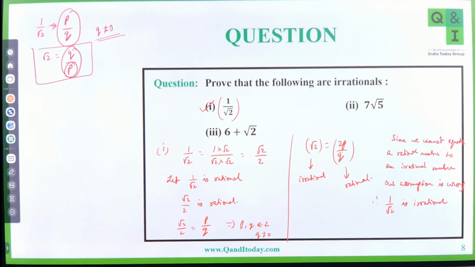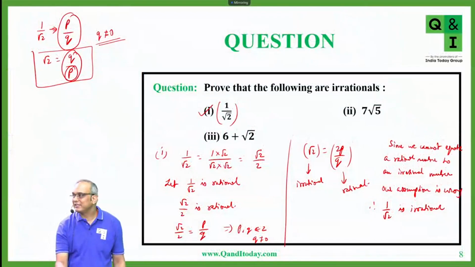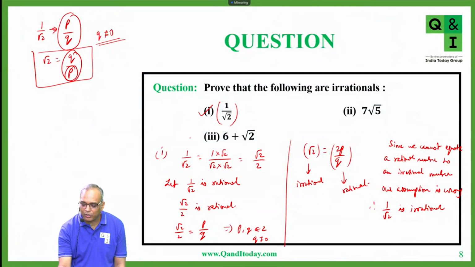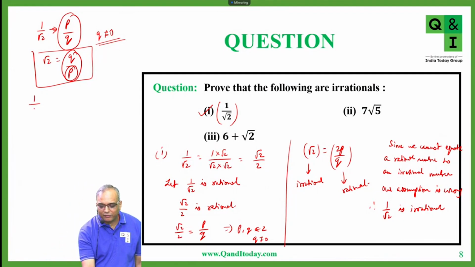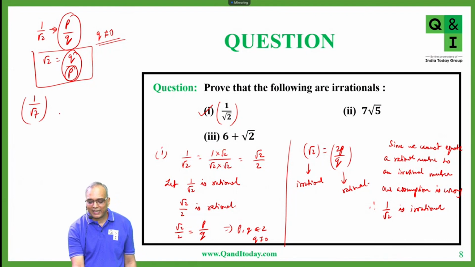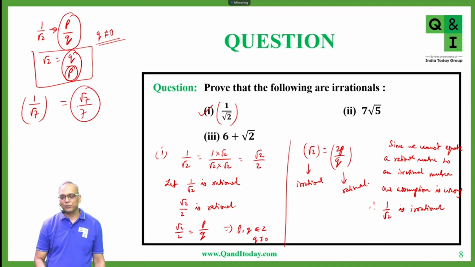So whenever you have square root terms in the denominator, you always do it this way. There will be a question later on which you will see: prove 1 by root 7 to be irrational. So here also you will write it as root 7 by 7 and then do it. It will become easier for you. Clear?